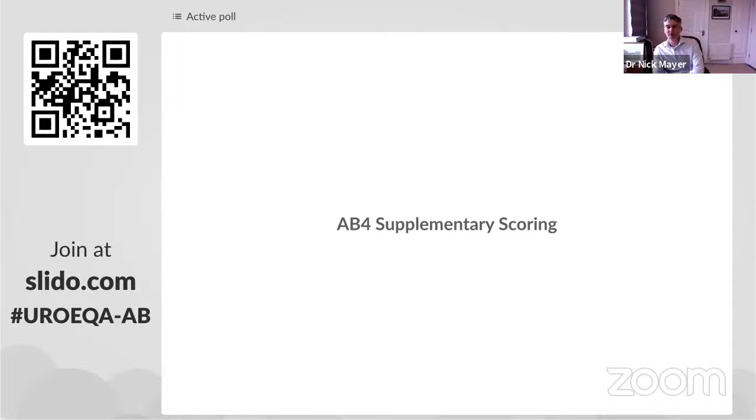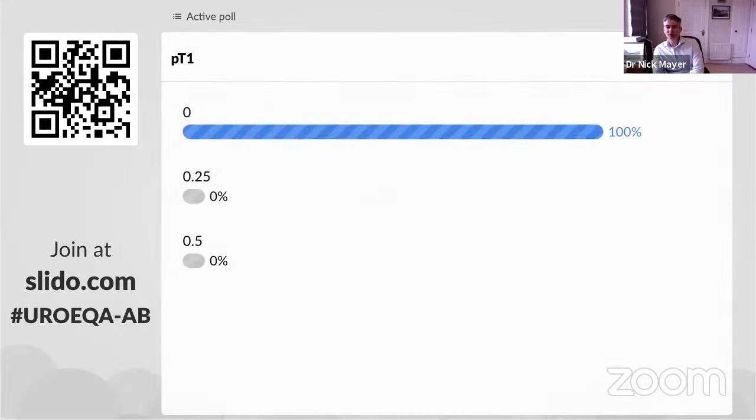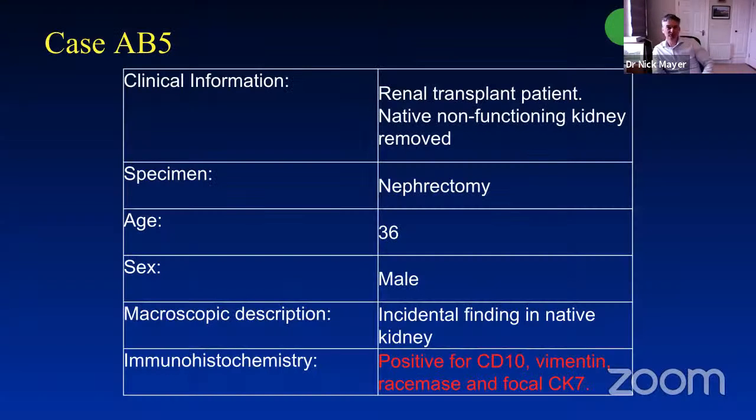Leave it a couple more seconds, but people are voting very well. We're getting through this nicely. So PT1 0, PT2 0, PT3 full marks 0.5, and PT4 0. Very good. So on to case 5.